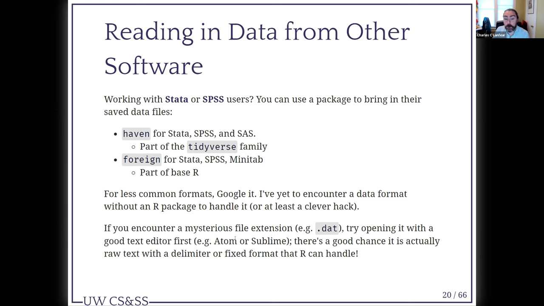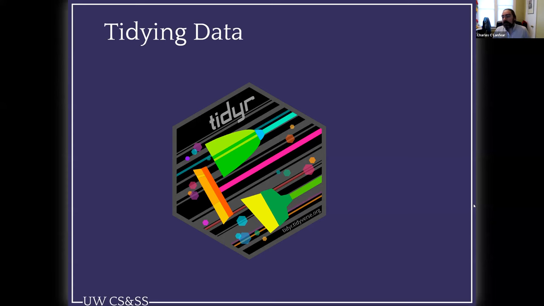Open it. If it opens and it looks like actual text, congratulations, it's a delimited text file or a fixed format file, and R can definitely handle it. If you open it up and it looks like something bizarre with lots of special characters, most likely it's some binary format and you're going to have to track down the source of it and figure out how to open it. Okay. So that's all I got on formats and stuff. If you have any questions, let me know and we'll transition here to talking about tidying data.